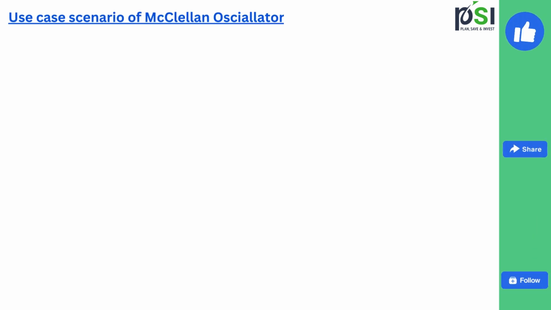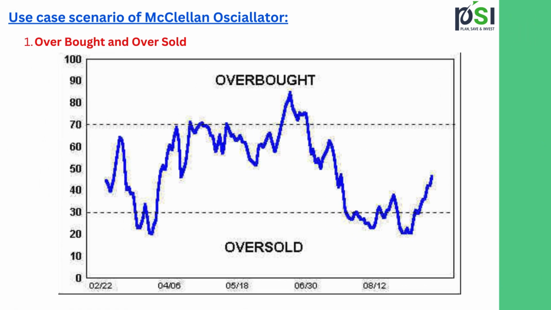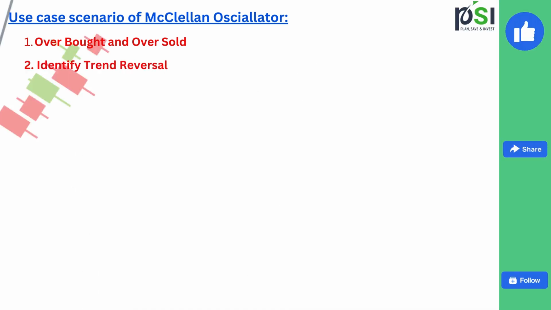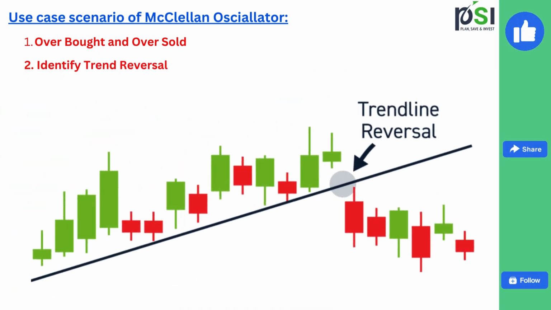Let us see the use case scenarios of the McClellan Oscillator. There are three important aspects. One is overbought and oversold conditions. You can identify the overbought condition and oversold condition. Second, you can identify trend reversals. This is a very important point, identifying the trend reversal. You can expect the McClellan Oscillator to have more accuracy than any other indicator in identifying trend reversals.